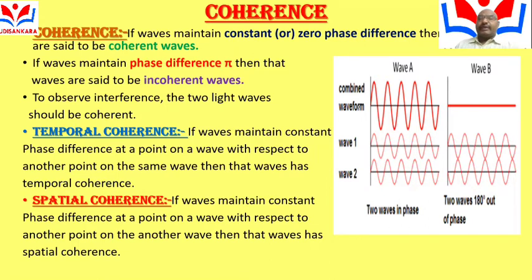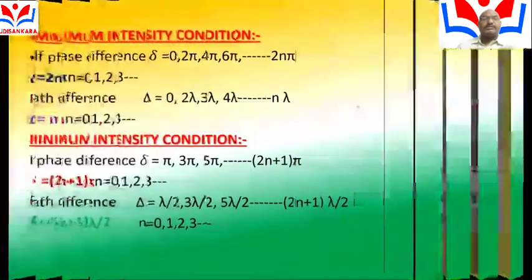Coherence is of two types: temporal coherence and spatial coherence. Temporal coherence is when the two light rays maintain a constant phase at any time. Spatial coherence is when the two light rays maintain a constant phase and constant frequency at any point.